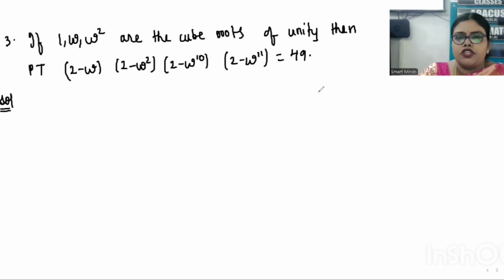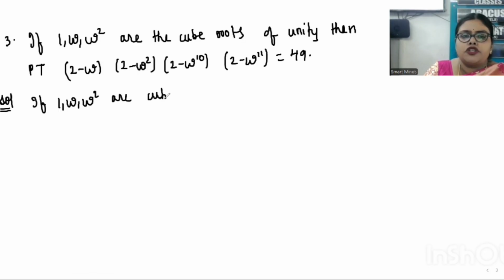Now take the next question. If 1, omega, omega square are the cube roots of unity, then prove that (2 minus omega) into (2 minus omega square) into (2 minus omega power 10) into (2 minus omega power 11) is equal to 49. So whenever these omega problems are given, we have a condition. If 1, omega, omega square are cube roots of unity, then we have two conditions.